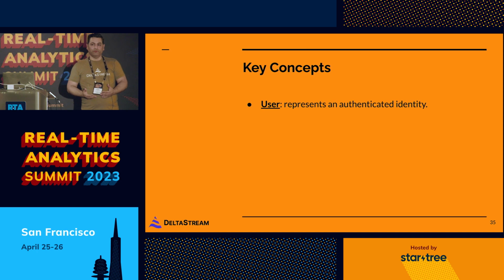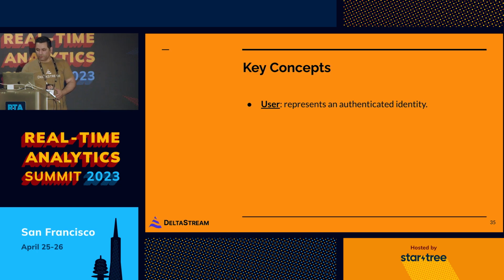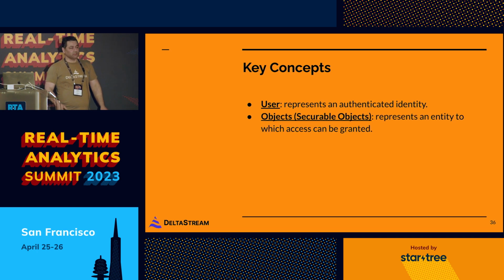Let's see how we can provide the role-based access control for you. The key concepts that we are going to have are very similar to the key concepts that you have, let's say, in Postgres or Snowflake or any other relational system that people are familiar with. We are going to have users that represent the authorized or authenticated entities in our service. We are going to have objects, or we can call them securable objects, that you will be able to control access to.